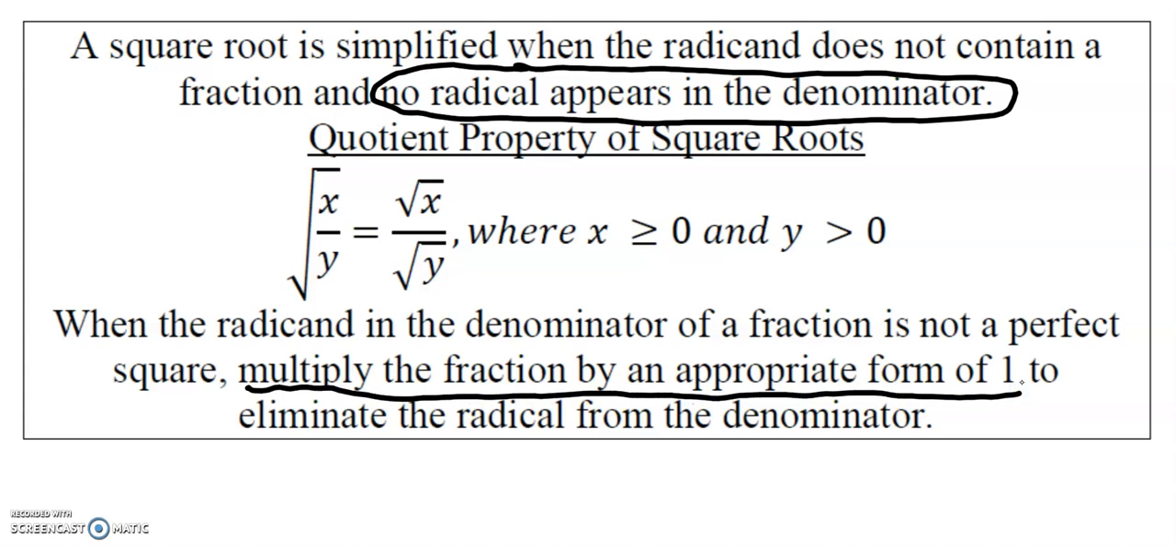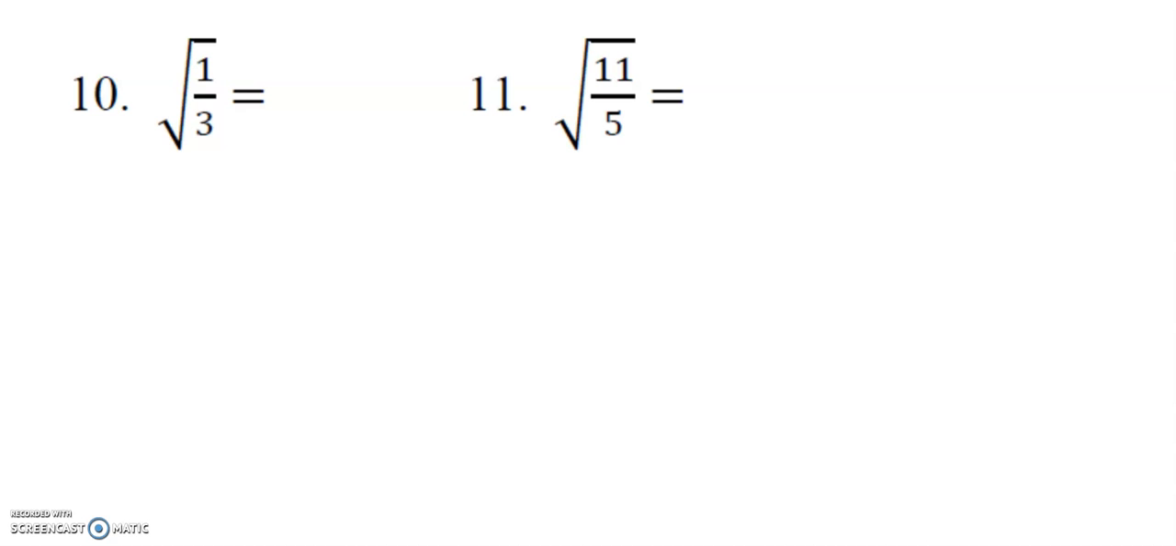We know that multiplying any number times 1 doesn't change its value. So if we multiply by 1, the value will remain the same. But we have to come up with a strategic one that will allow us to not have a square root in the denominator. Alright, so there's number 10. We have the square root of 1/3. Again, the first thing whenever you have a fraction is you do have to split it into the square root of 1 over the square root of 3.